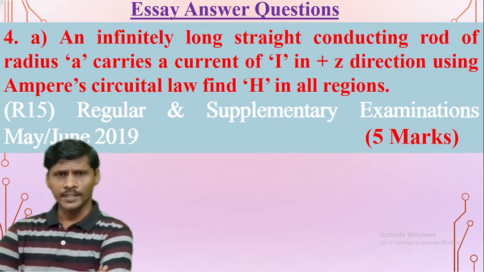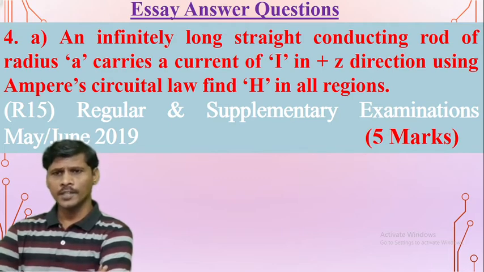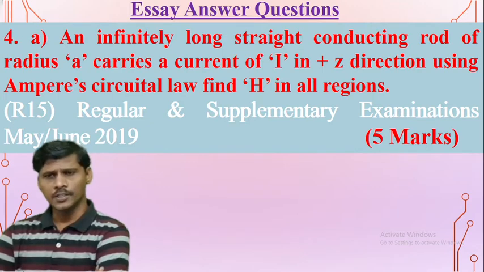An infinitely long straight conducting rod of radius a carries a current I amperes in z direction. Using Ampere circuit law, find H in all regions. Find out the magnetic field intensity in all regions.